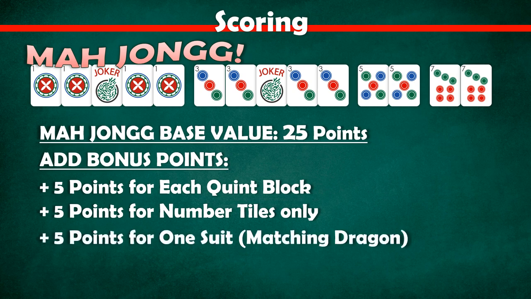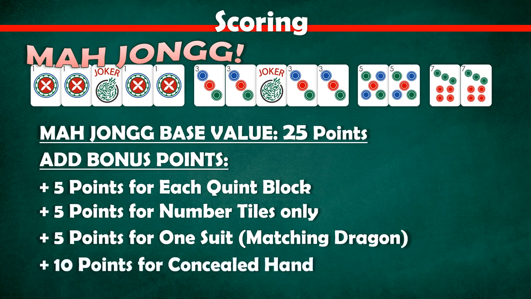Add 5 points if all the number tiles in your hand are the same suit, and if you used a dragon, that dragon matches that suit. And add 10 points if the hand was concealed, meaning you called no tiles and made no exposures except for calling the winning tile for Mahjong.